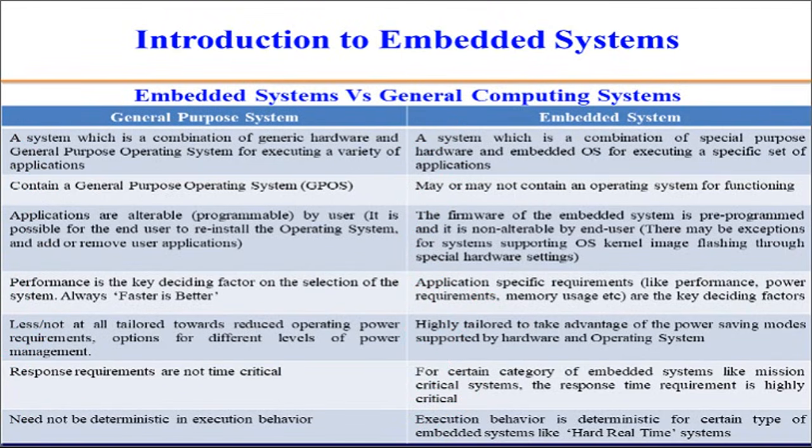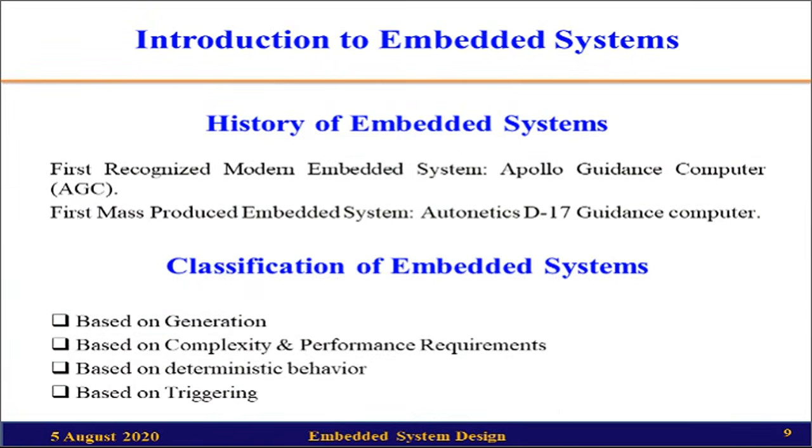Next, coming to the next topic, we have the history of embedded systems. In the history of embedded systems, there may be many embedded systems even in the olden days, but the first recognized modern embedded system was the Apollo Guidance Computer, that is AGC, which was used by NASA.